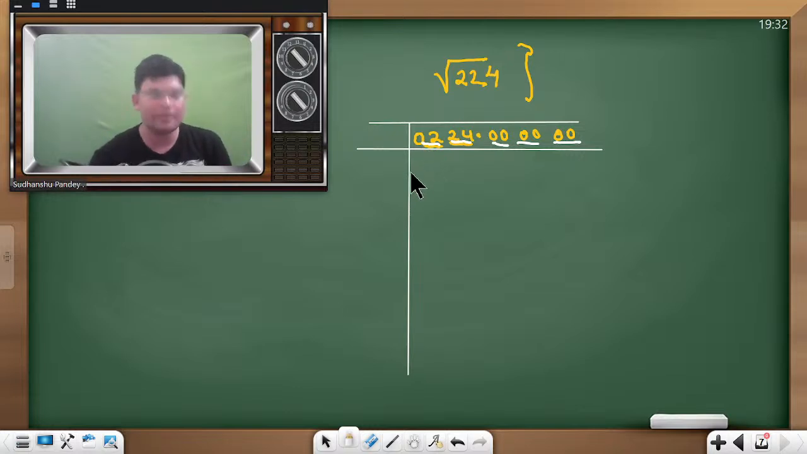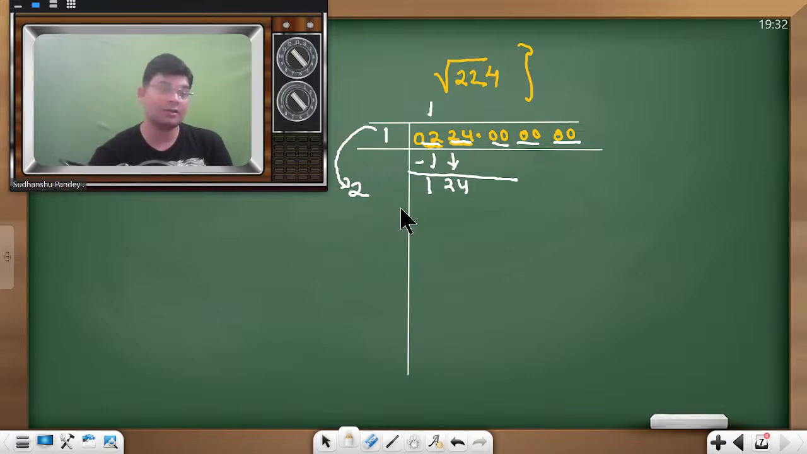Till here, did it make sense? Yes, sir. Now the first number that we are going to write is 1, 1 into 1 is 1. 2 minus 1 is how much? 1. And then we will bring down 24. So this will become 124. Now 1 we have to double it, so 1 will become 2 now. See, there is a change in the divisor. Dividend may change or may not change, but the divisor is changing.